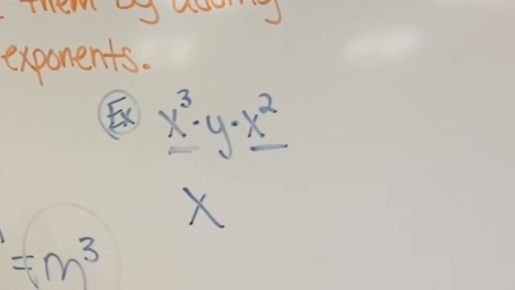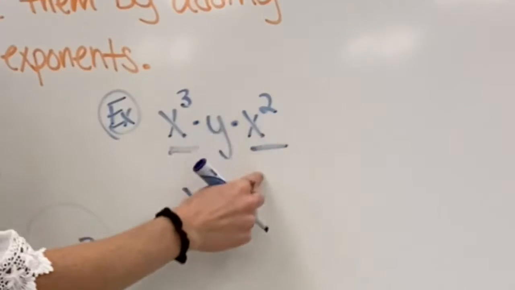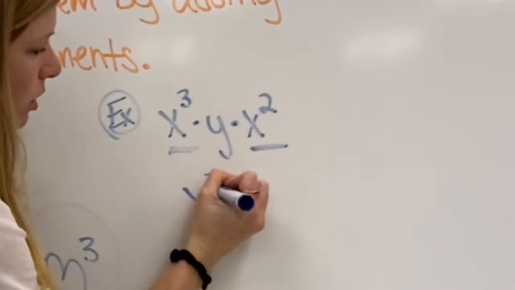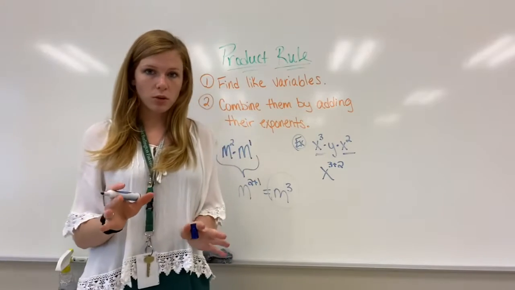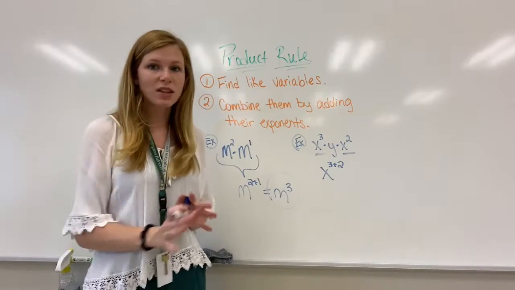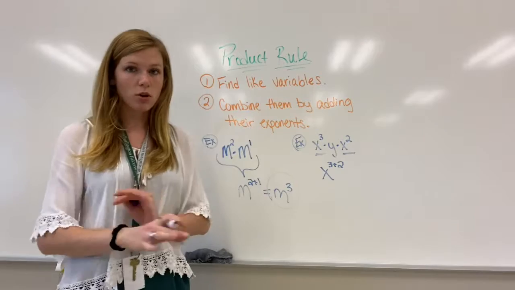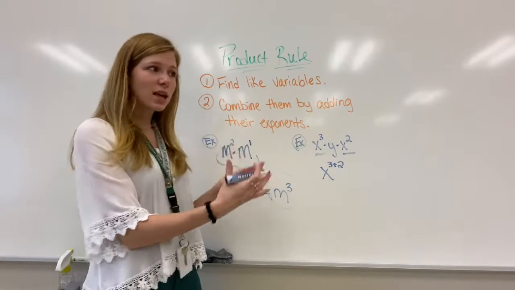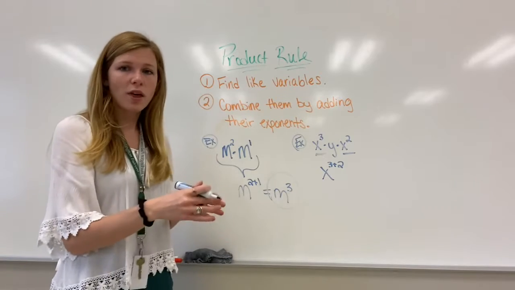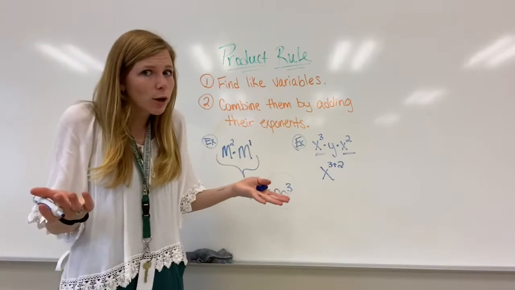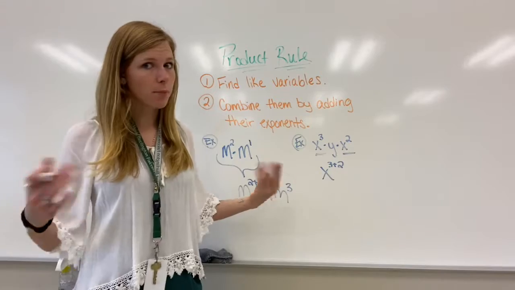Next, I'm going to add the exponents. So I notice the first one has a 3, the second one has a 2. And this 3 plus 2. Now, we left the y alone, but what we're gonna do is add it on in the end, since we're not touching it now. We're just gonna leave it alone. We're gonna take care of those like variables, simplify those ones down, and then we'll add on that y in the end, because it can't just disappear. Sorry, you can't just erase it off your paper.